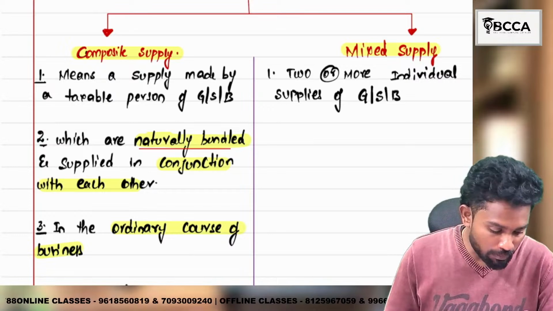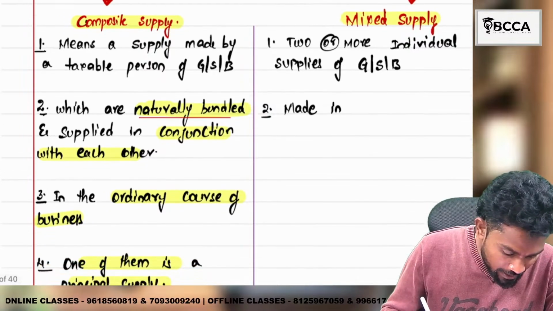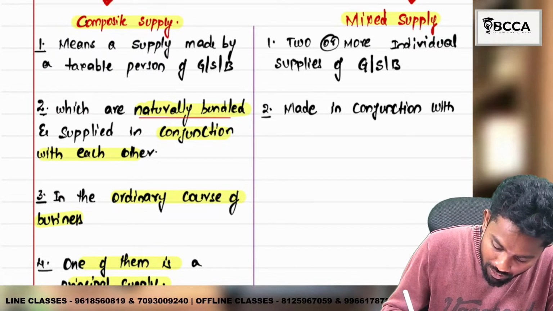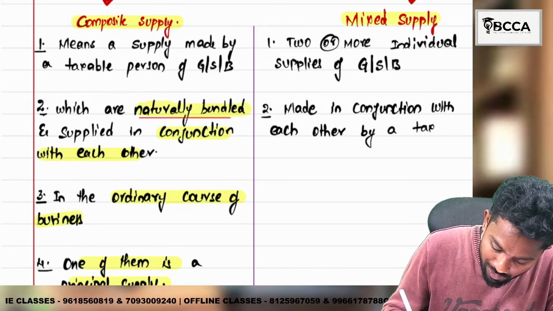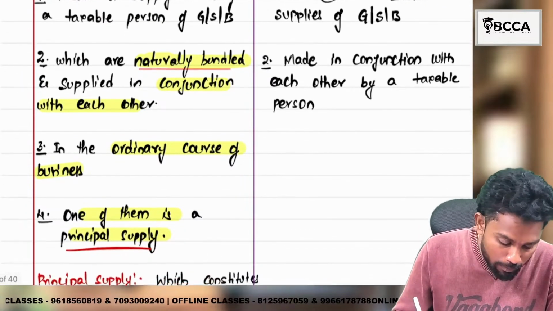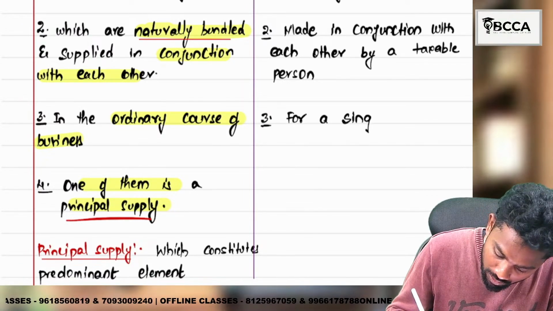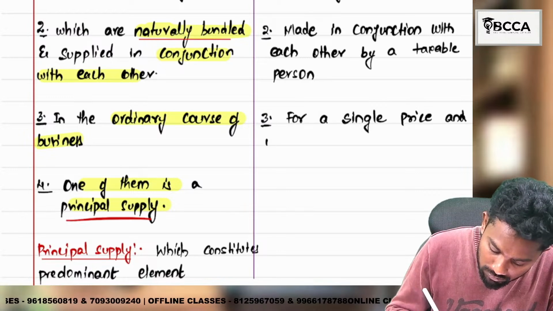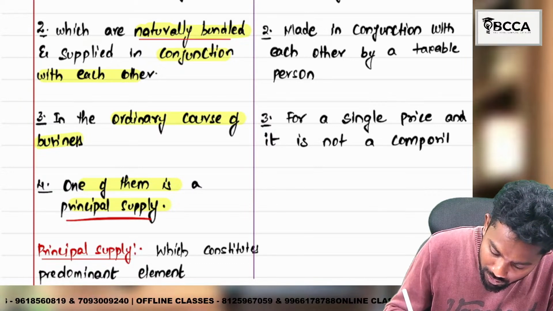Two or more individual supplies of goods, services, or both, made in conjunction with each other by a taxable person, for a single price, and it is not a composite supply.